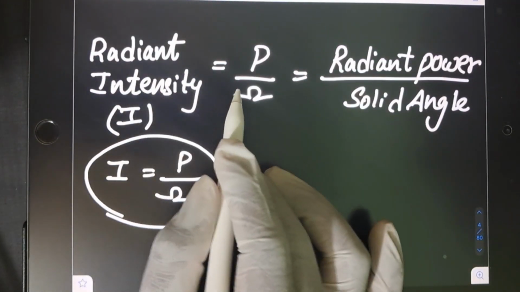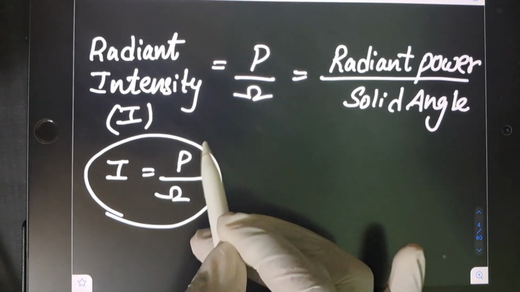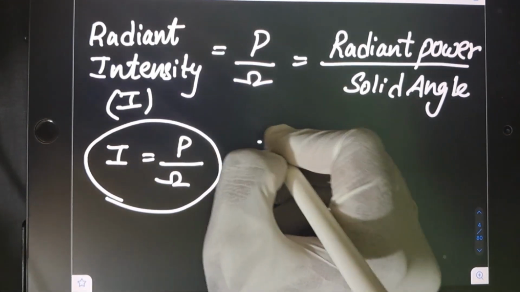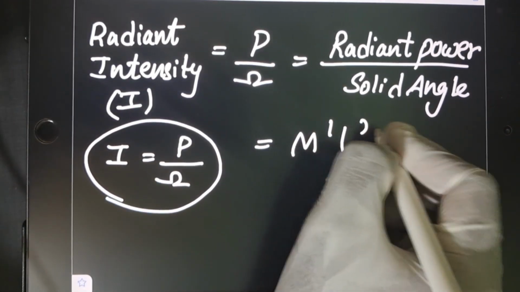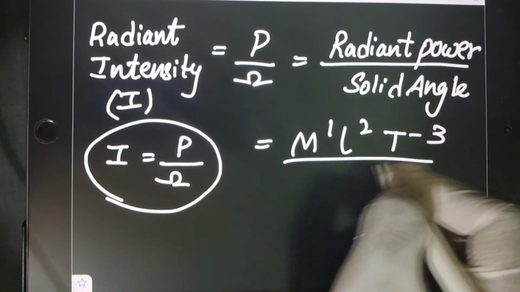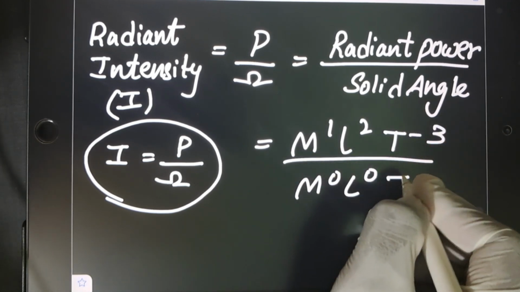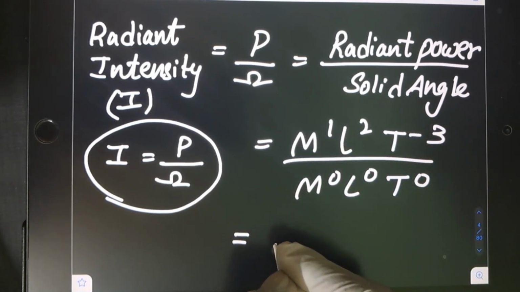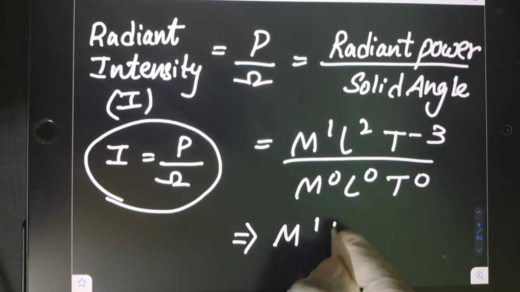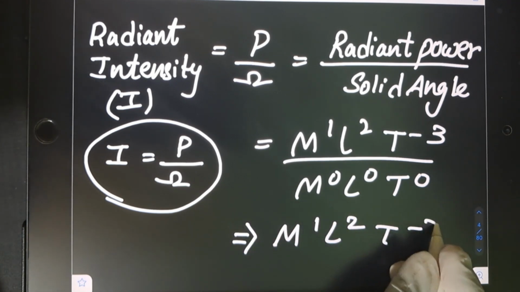And we can derive from radiant intensity, I is equal to P by omega, radiant power by solid angle. M power 1, L power 2, T power minus 3 by M power 0, L power 0, T power 0. The answer is M power 1, L power 2, T power minus 3.